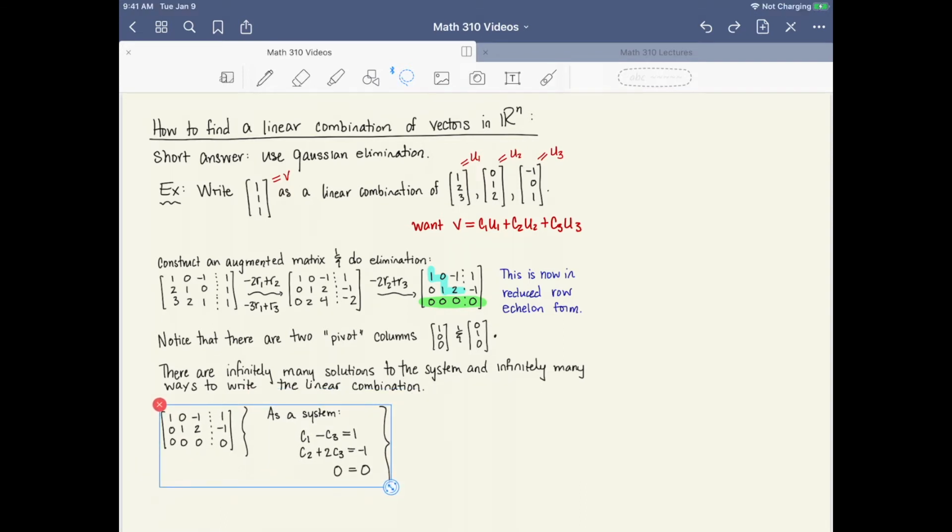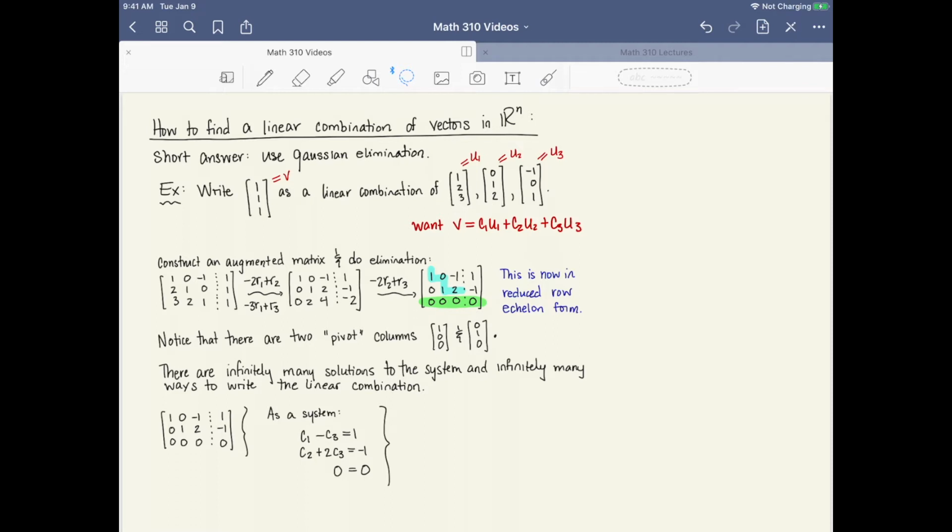This augmented matrix, rewritten as a system of equations using the reduced row echelon form of my matrix, gives me something that looks like c1 minus c3 equals 1, c2 plus 2c3 equals minus 1, and then my last equation is 0 equals 0. Notice here that c1 depends on c3 and c2 depends on c3, but c3 is free.